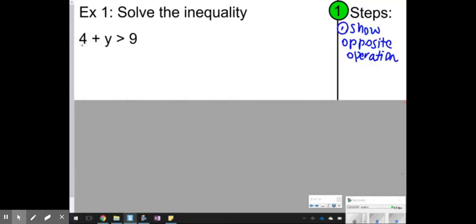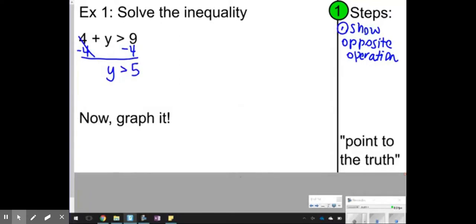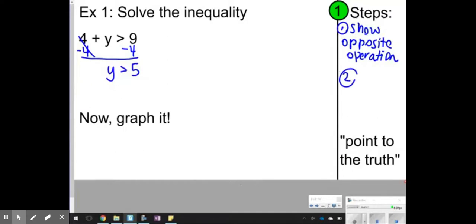We see a positive 4 on the same side as y, so to get y by itself, I'm going to subtract 4, so that y is greater than probably 5, because we got 9 and negative 4, so that makes 5. And then step 2 will be to graph.